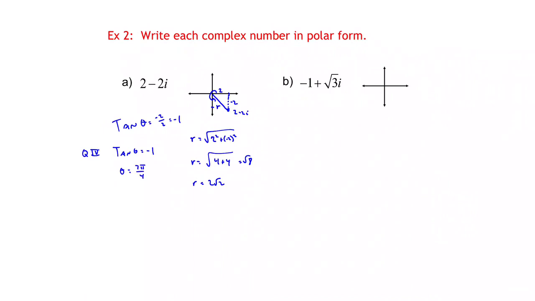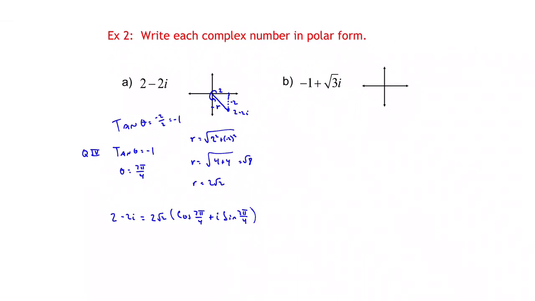So we have the r value and we have the theta. So now we know that 2 minus 2i as a complex number can be rewritten as r, which is 2 square roots of 2, times cosine of that angle, 7 pi over 4, plus i sine of 7 pi over 4. So those two things are equivalent. We have it in complex form, or a complex number, and then written in polar form or trigonometric form, same thing.